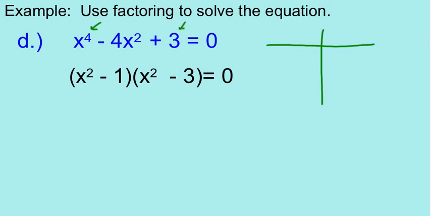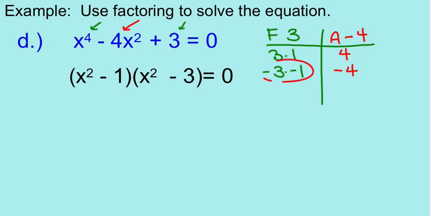So you say, what are the factors of C? So what are the factors of 3 that add to negative 4? So factors of 3 would be like 3 times 1 or negative 3 times negative 1. When you add them, you get 4 and negative 4. This is the one we want because it adds to negative 4. So we would split up the x to the 4th into x squared and x squared.